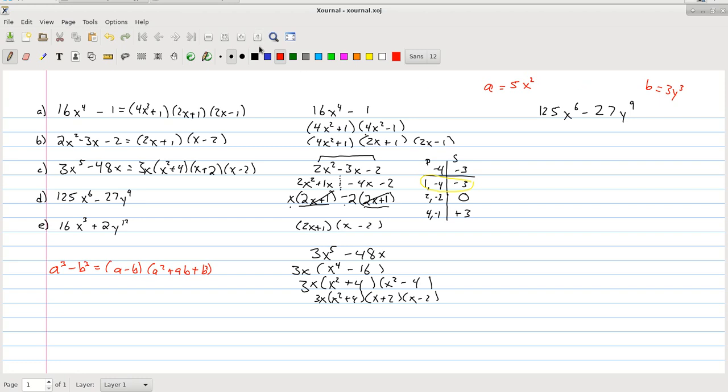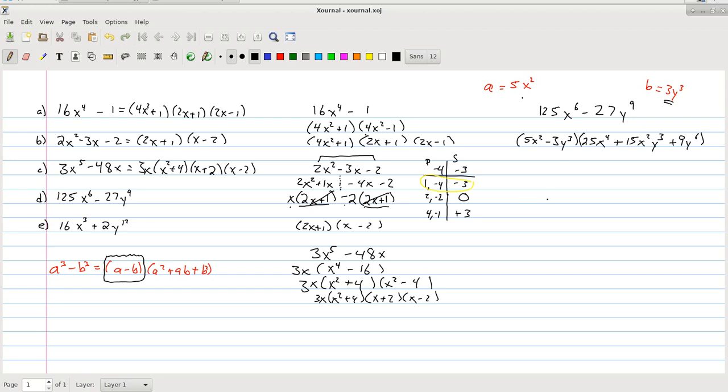Now that we've identified a and b, we're ready to plug it into our formula. So this is a minus b, so 5x squared minus 3y cubed. We've now done the first half of our formula, times a squared. Well, if we square a, we get 25x to the 4th, plus a times b. A times b is 15x squared y to the 3rd, plus b squared. We're now going to square b, which will give us 9y to the 6th. Now we've got this one factored completely.